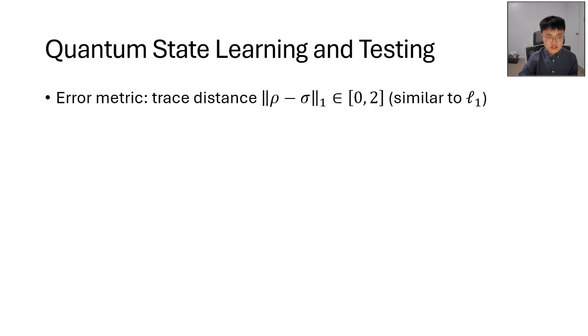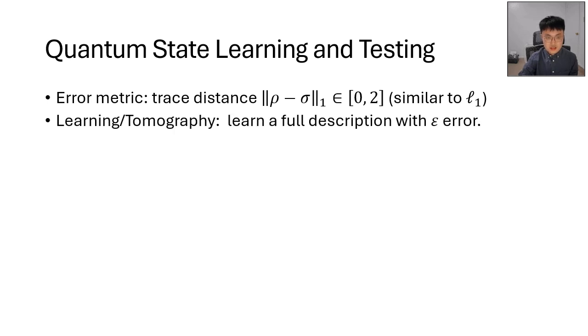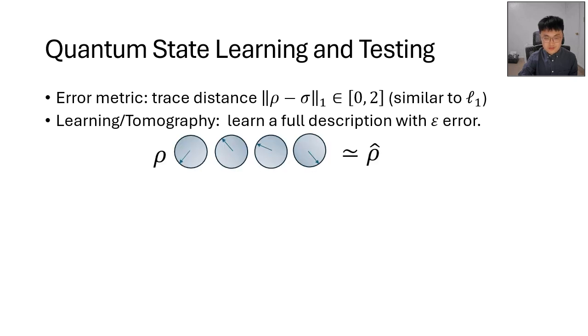So first we have a desired error metric, which is the trace distance. The problem of quantum state learning, or tomography, is to learn the full state description with epsilon error. So we have a state rho, which is unknown, and we want to obtain an estimate rho hat that is close in trace distance.